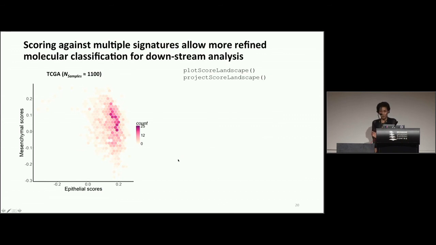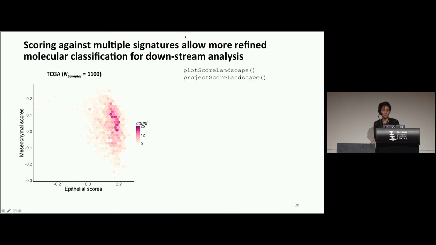We also provide some visualization for you to look at, like for example, the two-dimensional landscape. When you have, for example, two different signatures and you want to look at the relative molecular phenotype of samples, we have the plot score landscape function that you can use. Here, what you see are ssGSEA breast cancer data scored against epithelial and mesenchymal signatures.